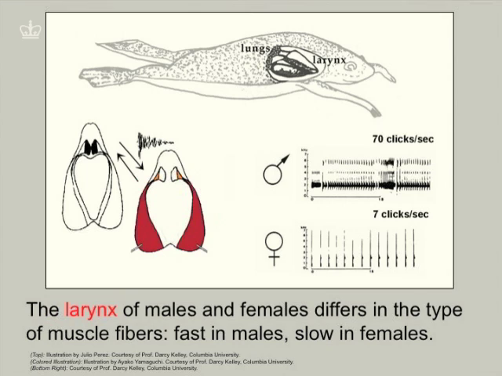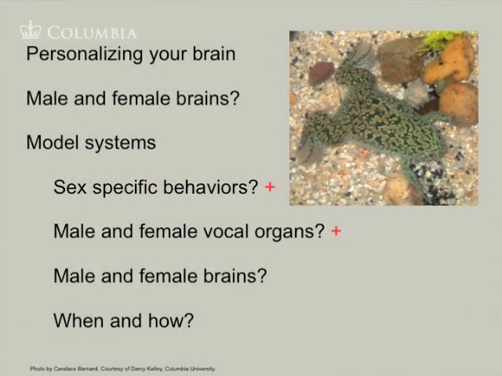So this difference in the speed of contraction of the muscles is actually due to the kinds of muscle fibers that males and females have. Males have mostly fast muscle fibers, and females have mostly slow muscle fibers. So as a model organism, we can say, first, they have sex-specific behaviors, and second, the male and female vocal organs are also different in the sexes. So these are good places to start to try to figure out how the vocal system becomes sexually differentiated.